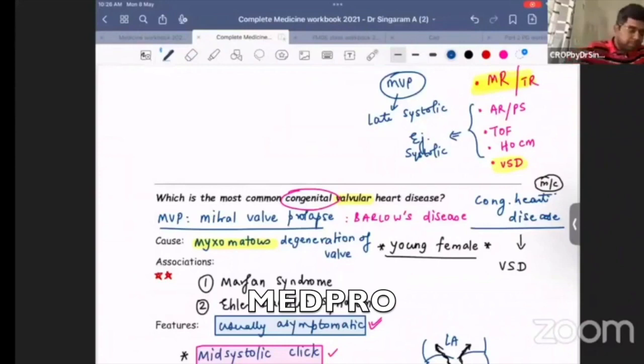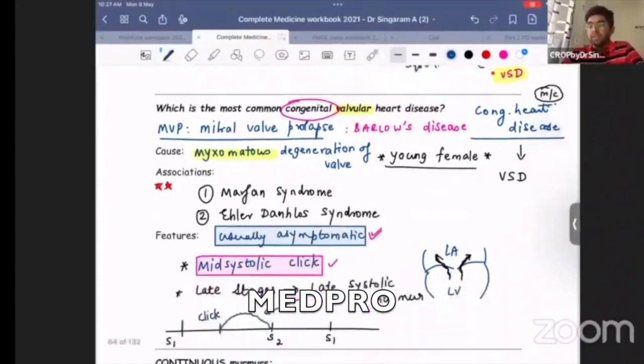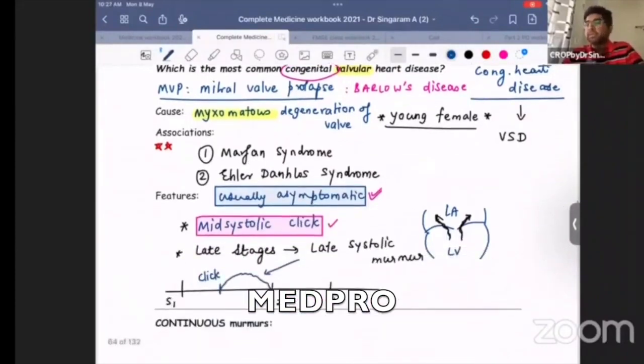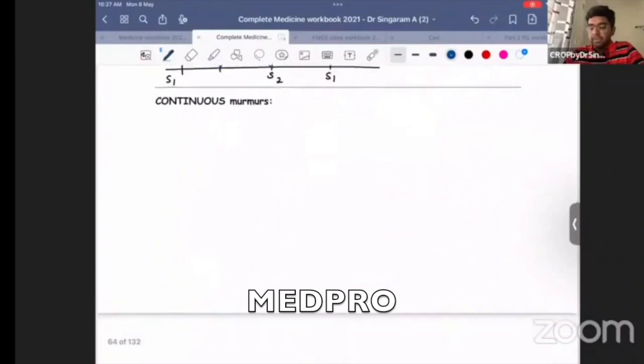Okay, any issues? Just a minute. Yes, correct. Okay, you are typing the answers. Very correct. Okay, right? All these are important examples of systolic murmurs which we have discussed in the last class. To that list of systolic murmurs, I have added now mitral valve prolapse. That's all. Okay. Now moving on to the next category, continuous murmur.